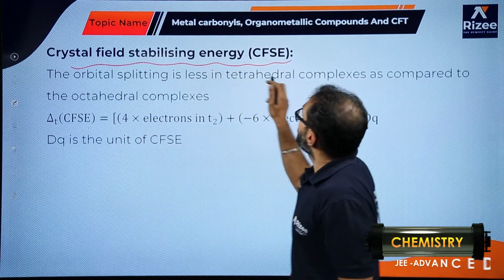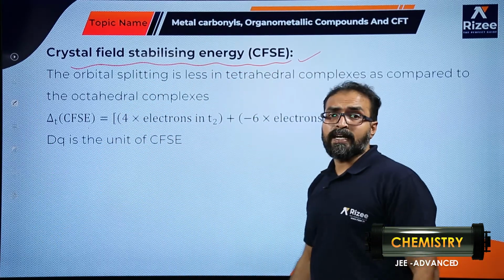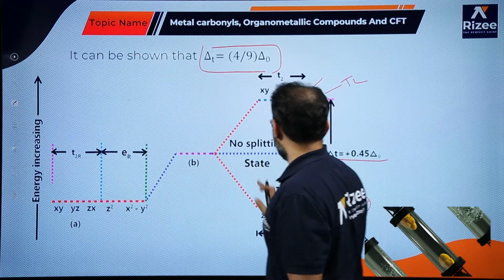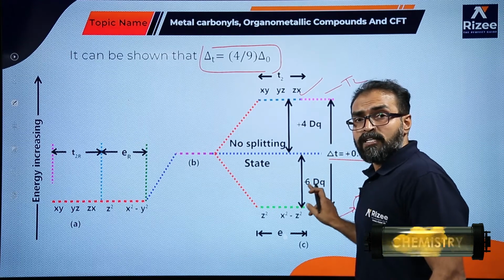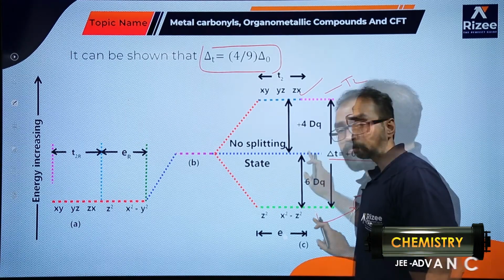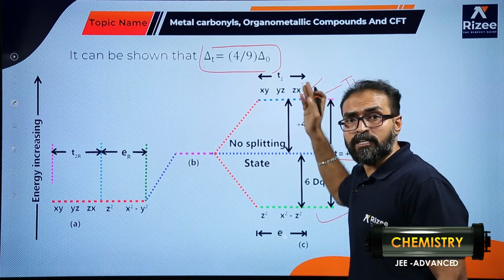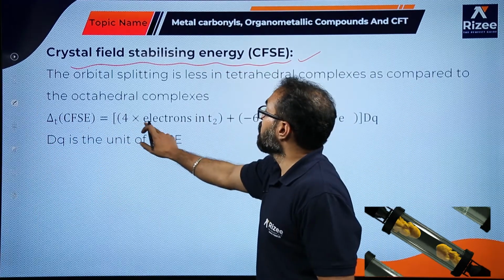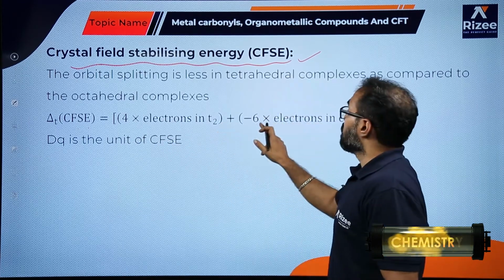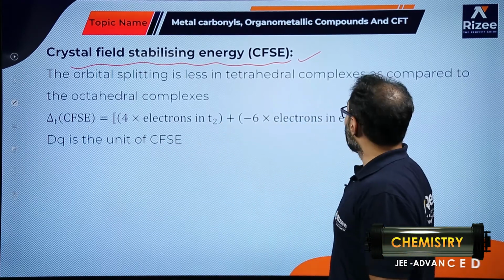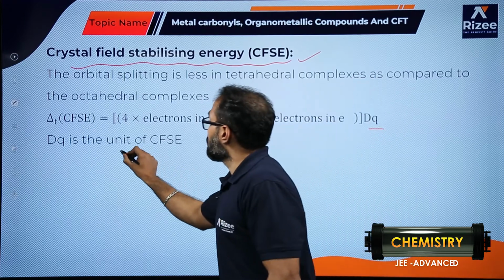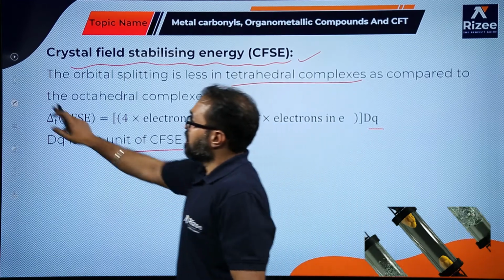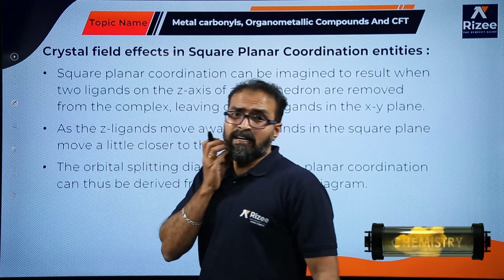Crystal field stabilizing energy, CFSE, in the case of tetrahedral complexes. How many electrons are entering? We can say that delta T CFSE is equal to -6 into electrons entering E plus 4 into electrons entering T2, in units of delta T. And one more thing, we should not use G for tetrahedral complexes.